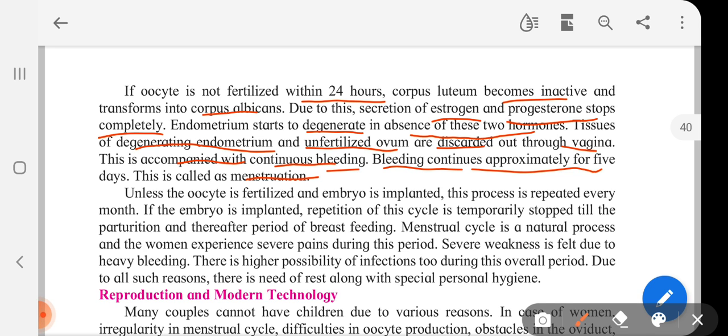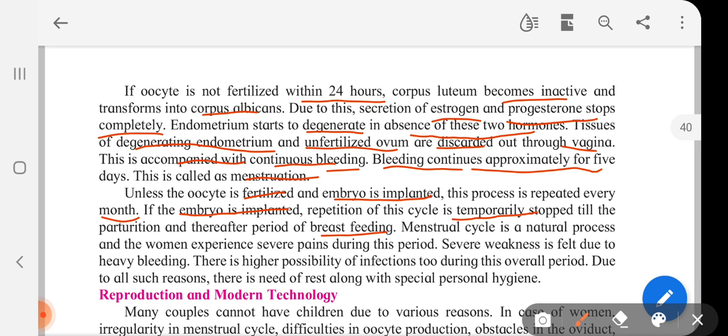Unless the oocyte is fertilized and the embryo is implanted, this process is repeated every month. Okay, so if the oocyte is not fertilized, this process will be repeated every month in the body of a female. But if the embryo is implanted, it means the oocyte got fertilized, and repetition of this cycle is temporarily stopped till the parturition and thereafter the period of breastfeeding.